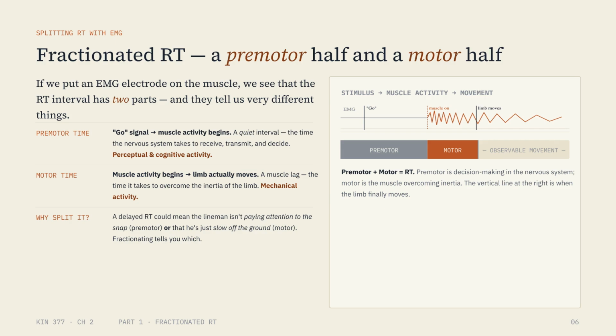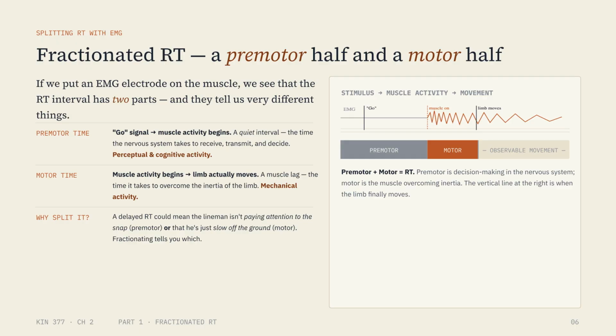It's the time the nervous system needs to receive the sensory information, process it, decide what to do, and send the command down to the muscle. Premotor time is essentially a measure of perceptual and cognitive activity. The second part, motor time, is the interval from when the muscle starts firing until the limb actually moves. There's always a lag here because the muscle takes time to overcome the inertia of the limb. The motor time is the mechanical, physical part of getting the limb moving. So premotor plus motor equals RT.